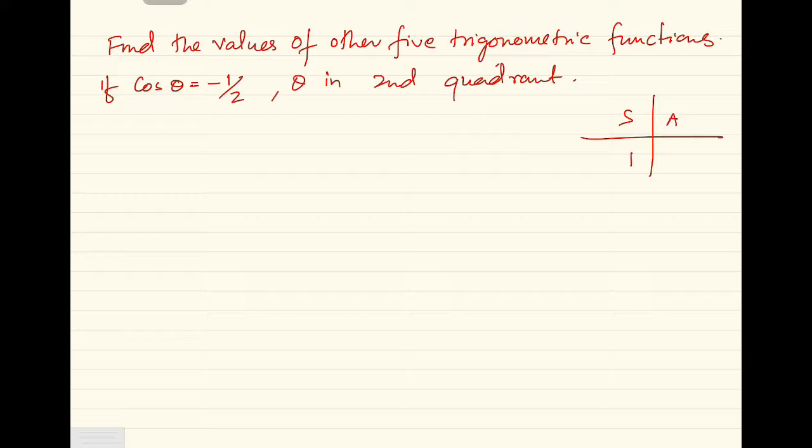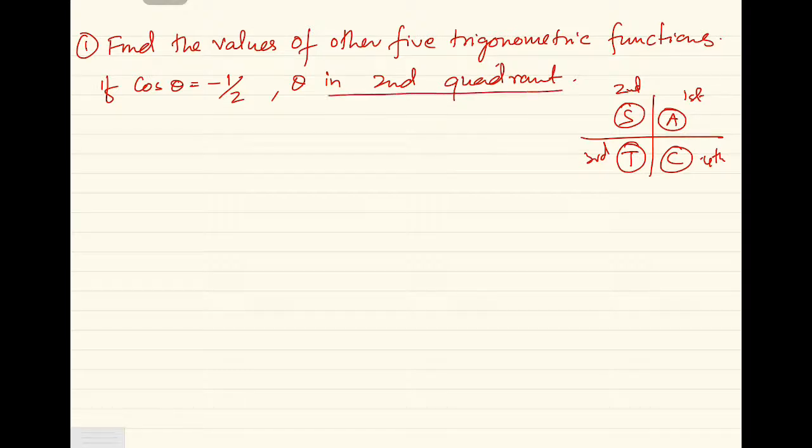Add sugar to coffee. This means all positive, sine positive, tan positive, cos positive, isn't it? First quadrant, second quadrant, this is third, and this is fourth, correct? Because this sum has to do something with this particular quadrant rule. So here we start the first problem based on the quadrant rule today, and it says find the values of the other 5 trigonometric functions if cos theta is minus half and theta is in the second quadrant.